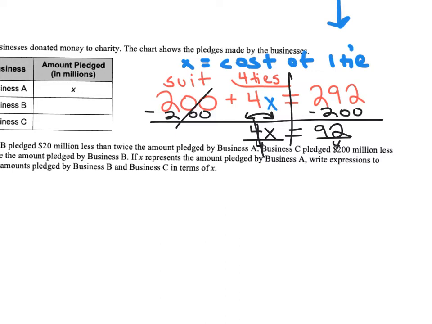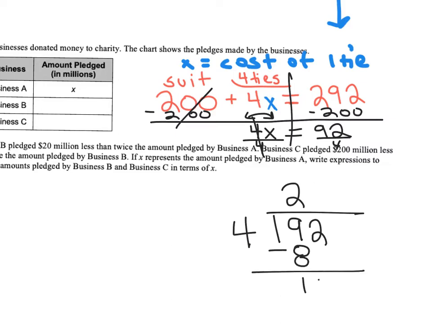4 divided by itself is 1. So 1 tie equals $23. So my 1 tie is $23, and make sure you include your units, which is in money.